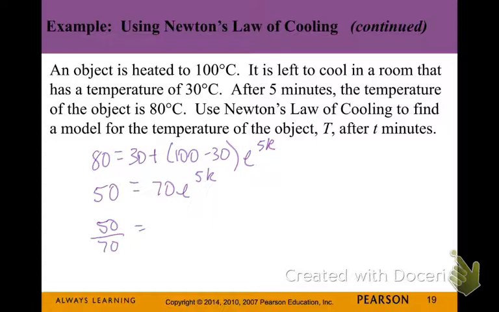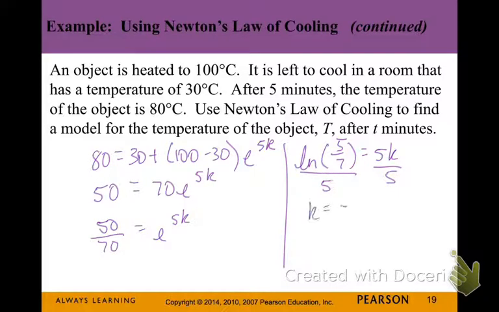Now we're going to solve like we have in the many problems earlier in this section, where we isolate our exponential expression and then rewrite this as a logarithm, as a natural log. So the natural log of 5/7 equals 5k. Divide by 5 after taking the natural log, and our k value, and it makes sense that it's negative because this is a decay situation, is negative 67 thousandths. So now we can plug in that k value into this formula.